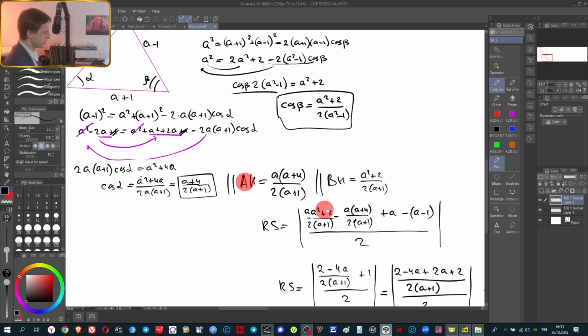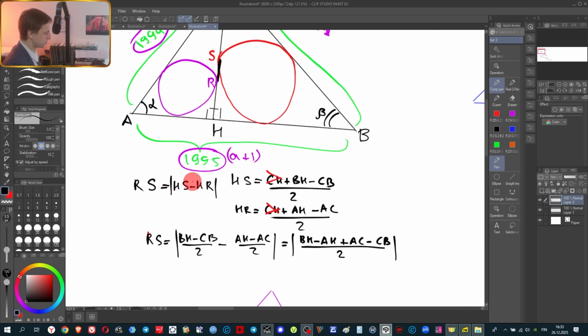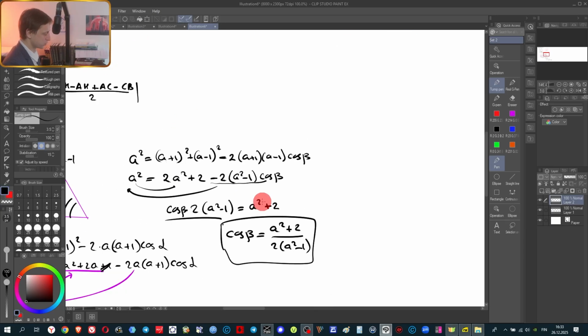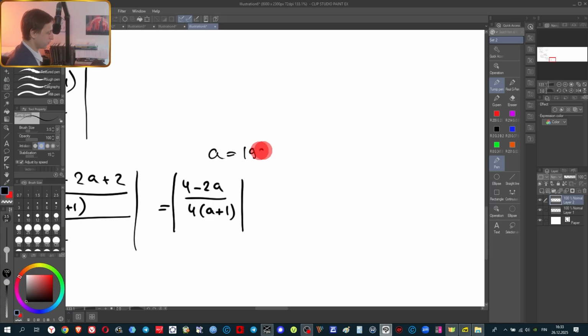It means that this difference of segments, we subtracted HS minus HR, is really a negative number. It's very important to get this absolute value here, because it means that HR is actually longer than HS. So in the right picture, which reflects the real situation, R is higher than S, and S is lower than R. Nevertheless, let's substitute here a equals 1994, and we will get our final result.